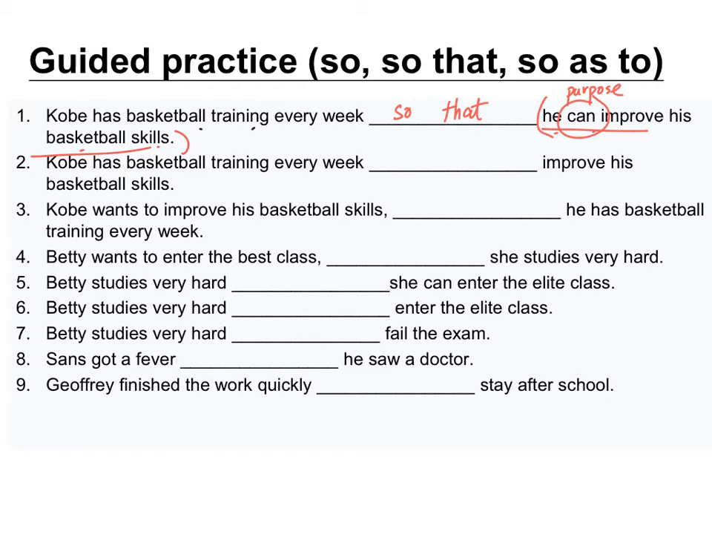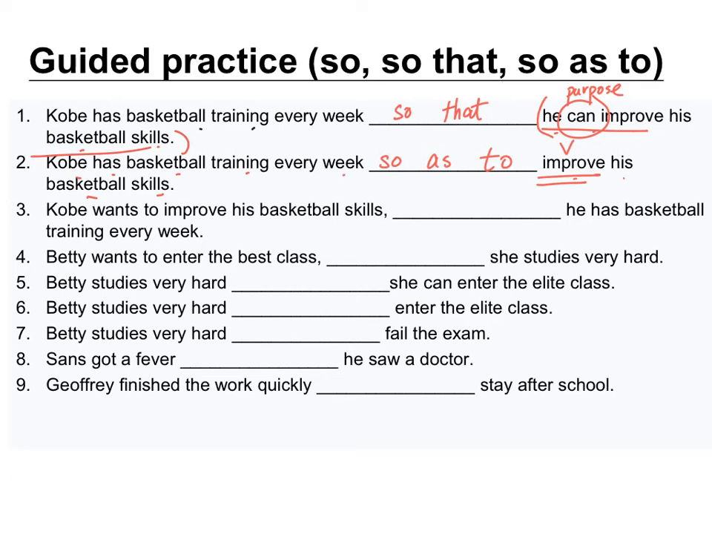Number 2. Kobe has basketball training every week. Improve his basketball skill. This improve is the verb, and it is a bare infinitive. The answer is so as to.